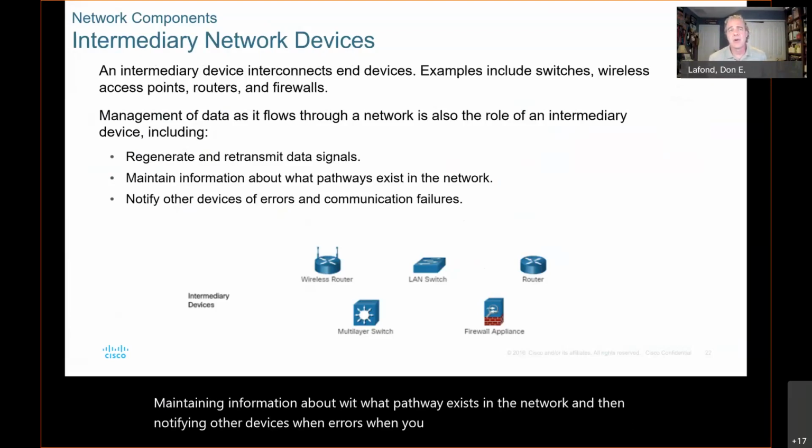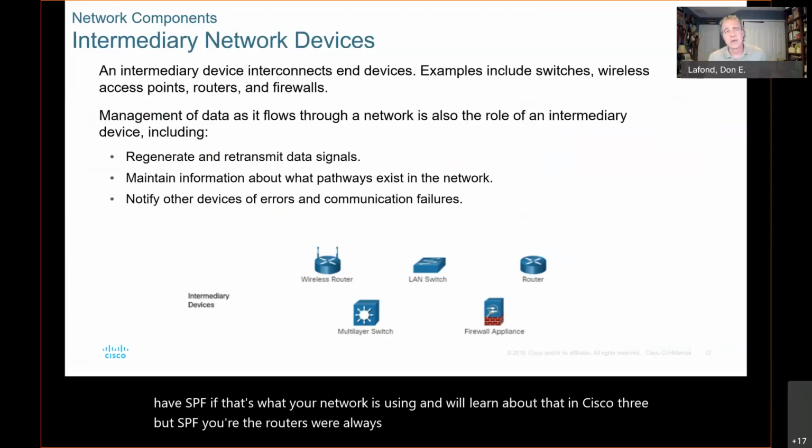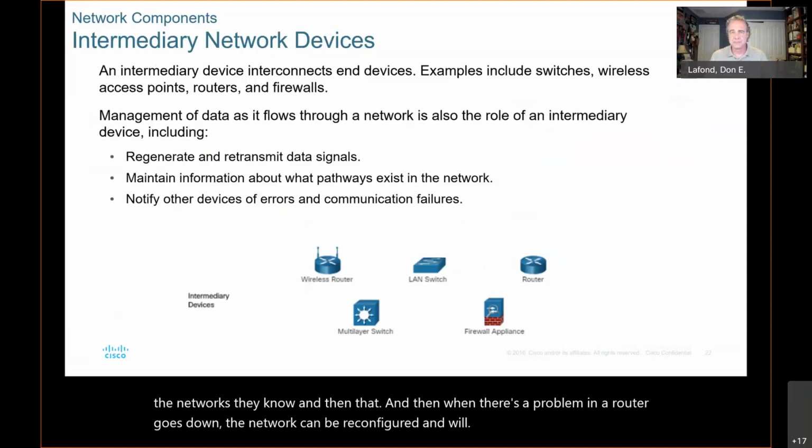So for example, if you have OSPF, if that's what your network is using, and we'll learn about that in Cisco 3. But with OSPF, the routers are always chattering to each other, telling each other about all the networks they know. And then when there's a problem and a router goes down, the network can be reconfigured, and we'll see that in just a few slides.